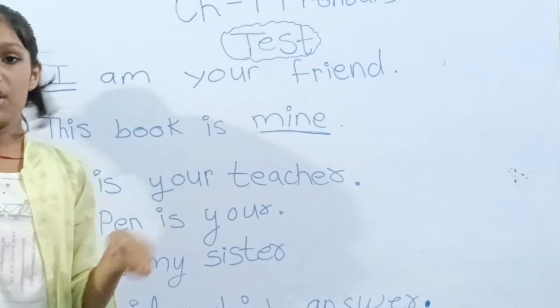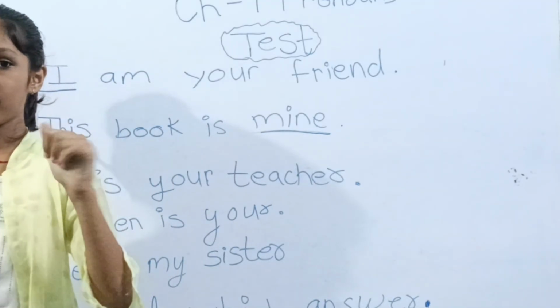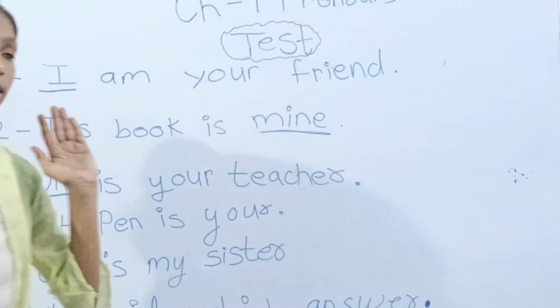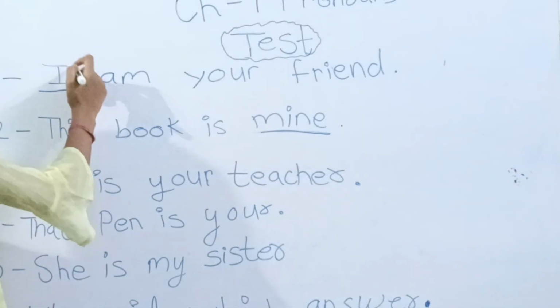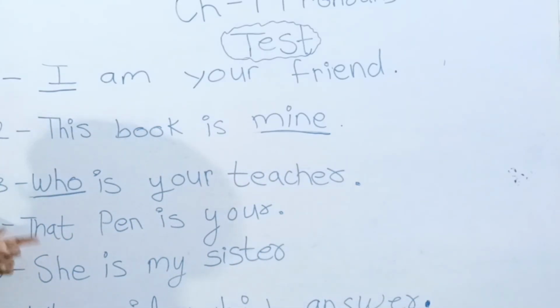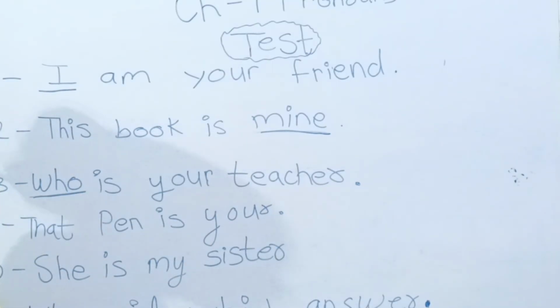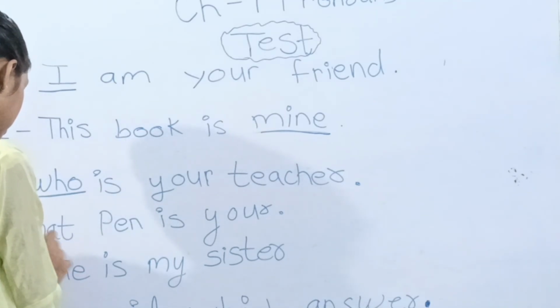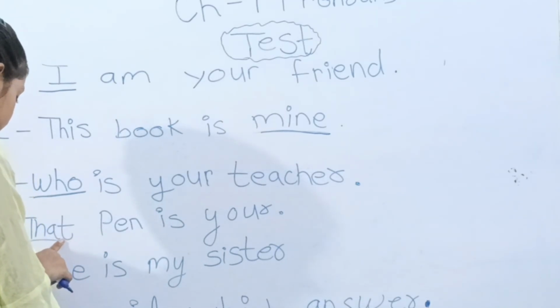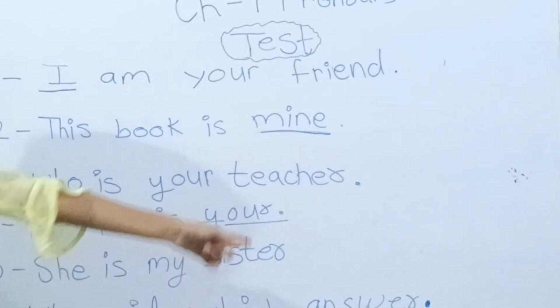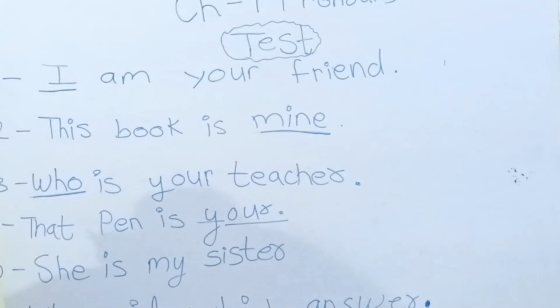Third, who is your teacher? It is who. Who is the interrogative. So personal, possessive, interrogative. Fourth, that pen is yours. 5 seconds again. Time's up. What's your answer? Yours. So it's again, what is it? Possessive pronoun. Fifth, she is my sister.